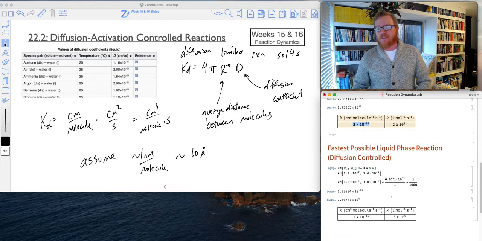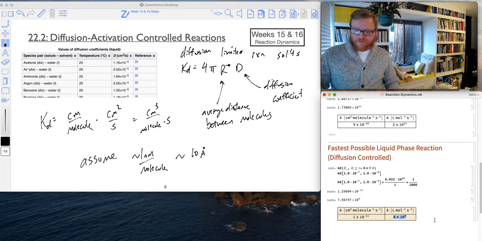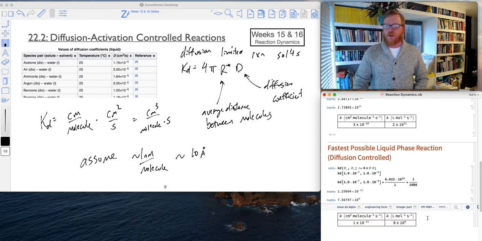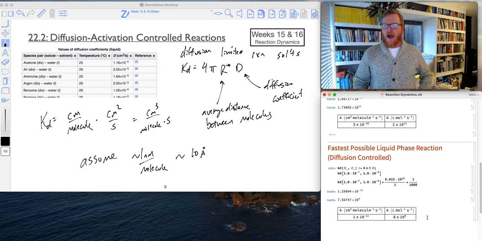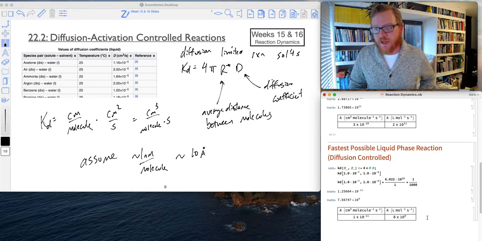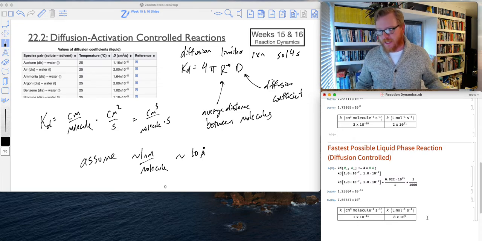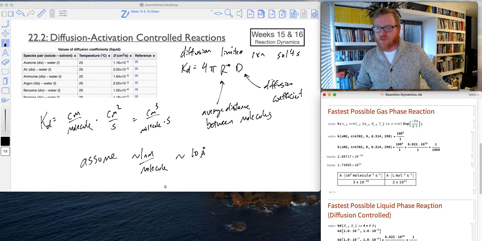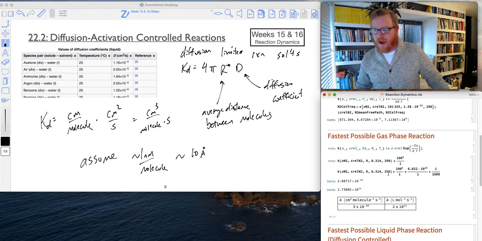Okay. And similarly, if I convert that K into liter per mole per second, which would be way more appropriate for the solution, that same number, 1 times 10 to the minus 11, is 8 times 10 to the 9. So again, you can see it's like 30 or 100, something like that, times faster for the gas. However, this solvent cage effect does a really good job of reducing the activation energy. And so I'll just demonstrate that right here in my calculation.